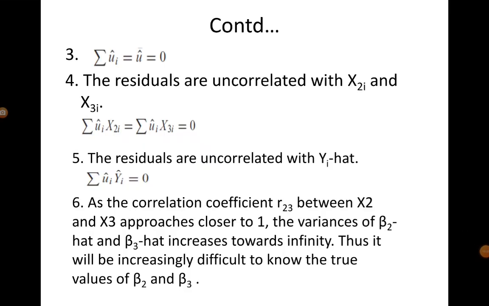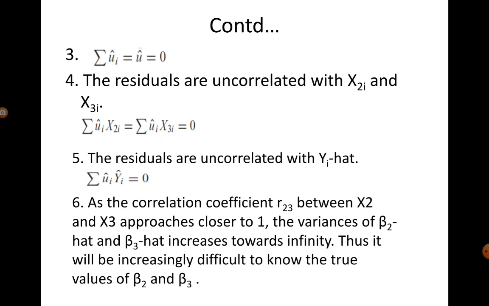The third property is that summation ui hat in the multivariable model is equal to 0, which also means that the mean of the error term is equal to 0. This can be easily verified if you look at the earlier deviation form equation. Once again, I'm not discussing the proof because we covered similar proofs in the two variable model.